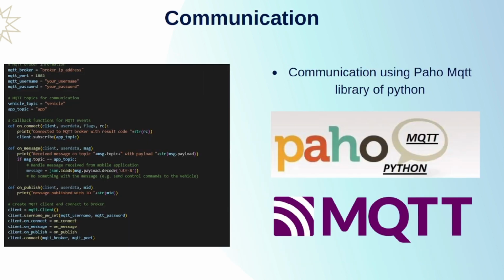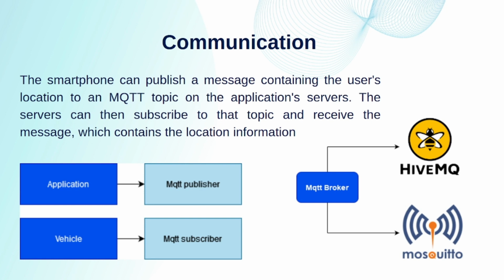For the communication between the user interface and the vehicle, the MQTT communication protocol is used. MQTT can transmit location information from the smartphone to the application server or from the application server to the autonomous vehicle. In this communication, we use the Paho MQTT library of Python to communicate between the application and the vehicle. For example, when a user requests a ride using the application, the smartphone can publish a message containing the user location to the MQTT topic on the application server. The server can then subscribe to the topic and receive the message which contains the location information.